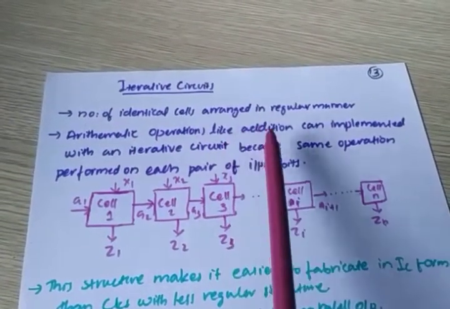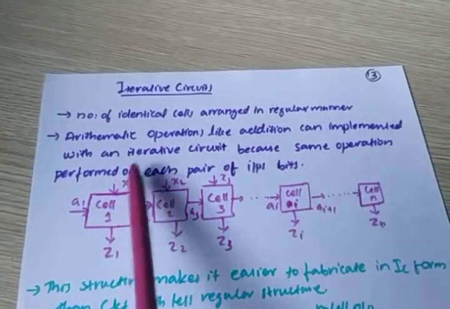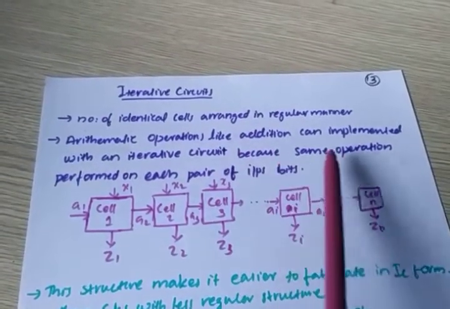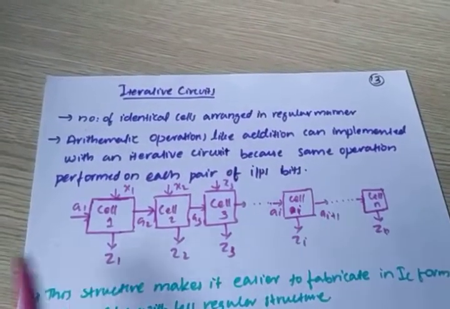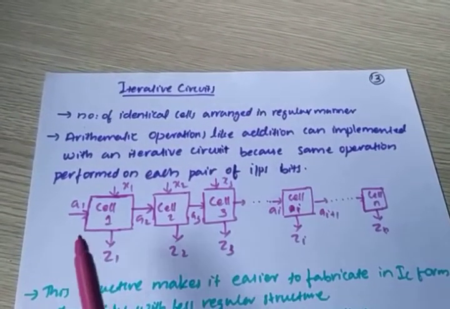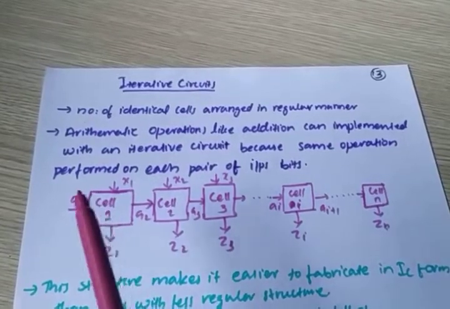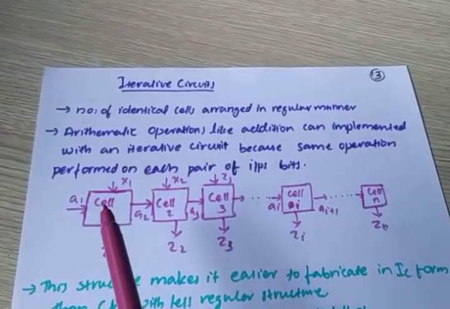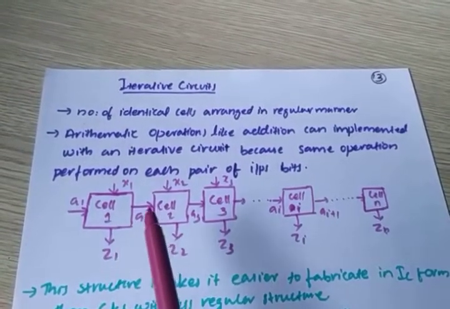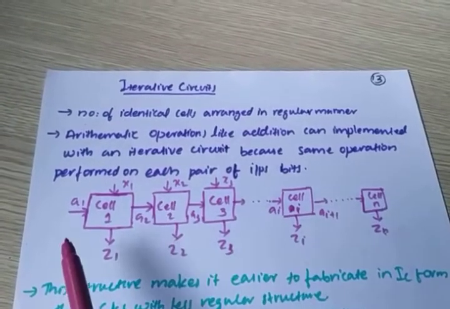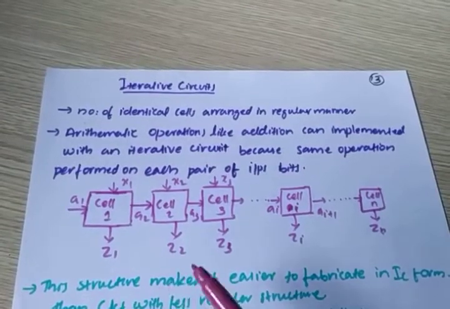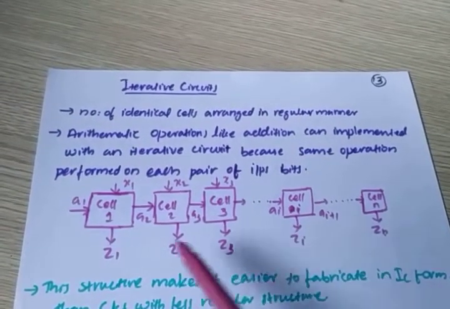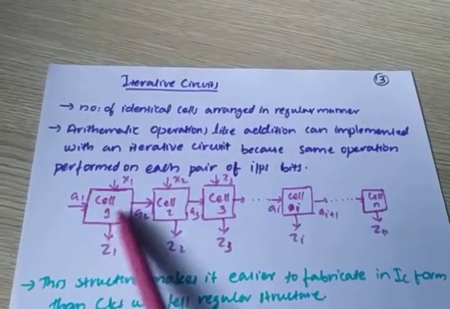Arithmetic operations like addition can be implemented with the iterative circuit because the same operation is performed on each pair of input bits. In these iterative circuits we can implement an arithmetic operation like addition, where a number of bits are added. Each bit is added to the corresponding bit. That means this can happen within each cell.